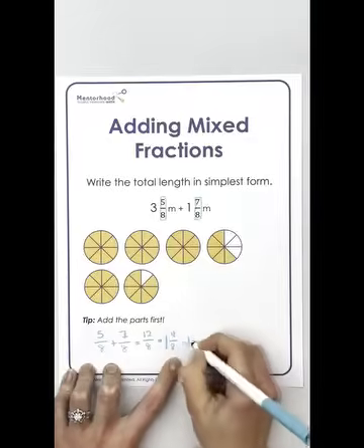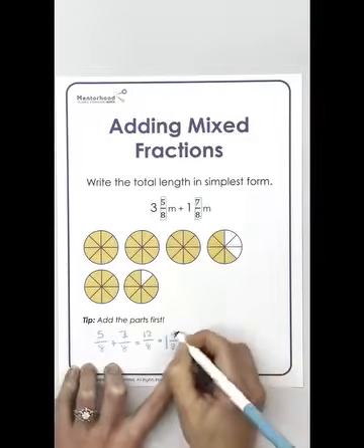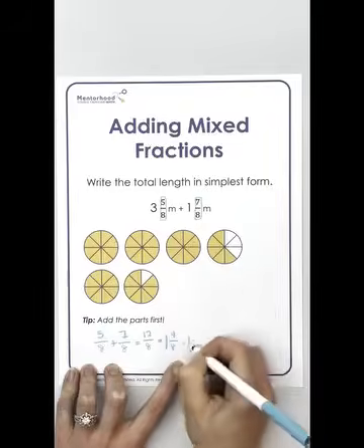Or 4 eighths is the same as 1 half. So this is 1 and a half, because these both divide by 4. 4 divided by 4 is 1. 8 divided by 4 is 2.